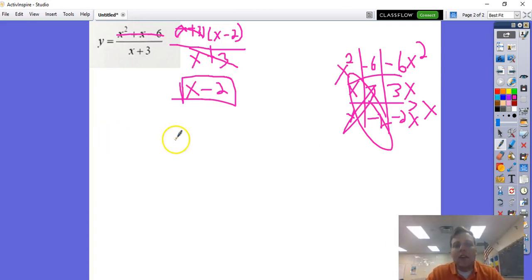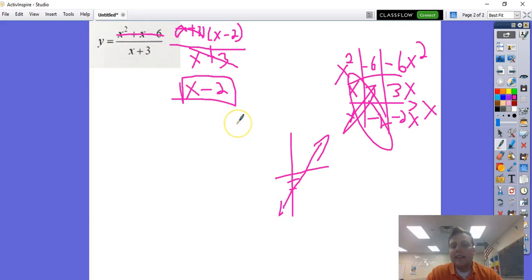So the x value, now the removable discontinuity, what does that look like on a graph? A removable discontinuity is just a hole in the graph. So like look at this problem that we just did. After we canceled out the x plus 3's, what were we left with? x minus 2, right? What does the graph of x minus 2 look like? Well, that just looks like a line because it's linear. So it looks something like this, right?